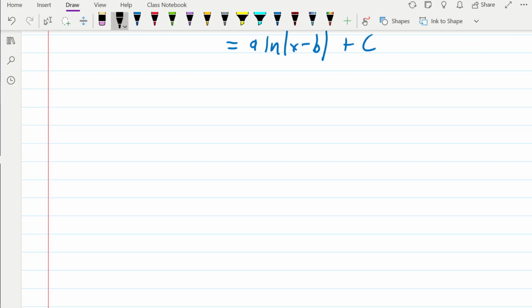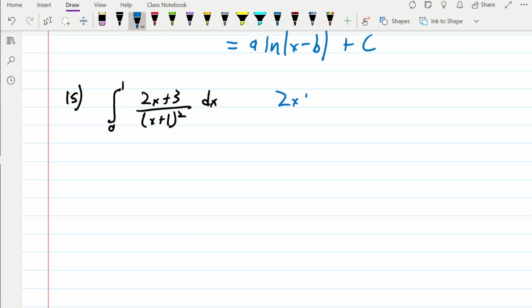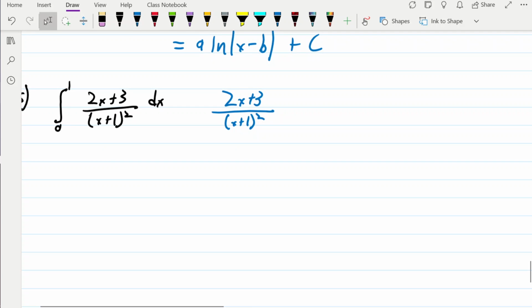All right, time for number 15. So number 15 is going to be the integral from 0 to 1 of (2x plus 3) over (x plus 1) squared dx. So first we're going to have to set up our partial fraction. So it'll be (2x plus 3) over (x plus 1) squared, and we're going to set that equal to, well, let's see, we should be able to get away with a over x plus 1 plus b over (x plus 1) squared.